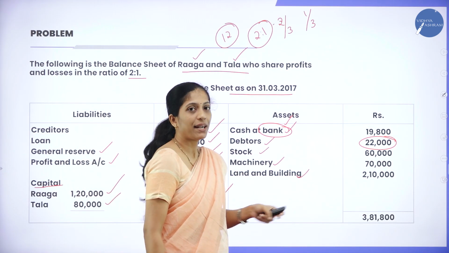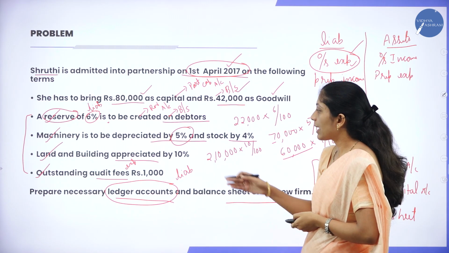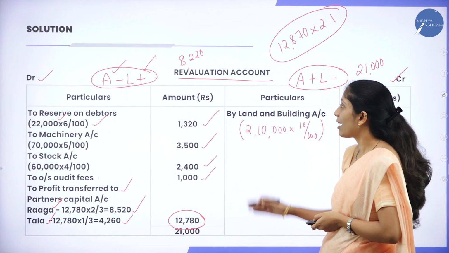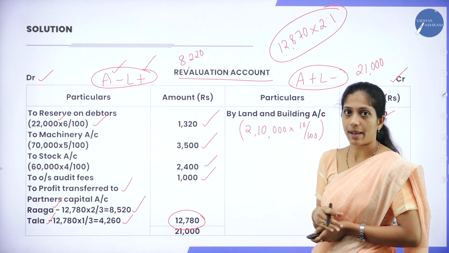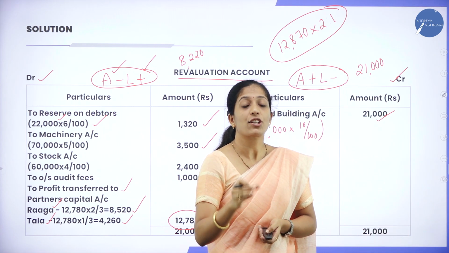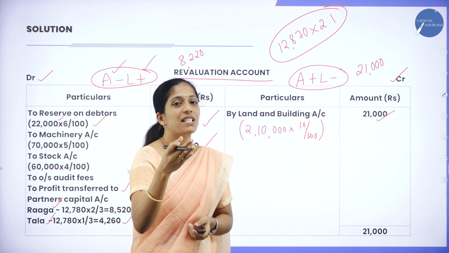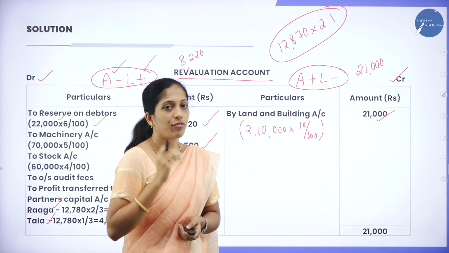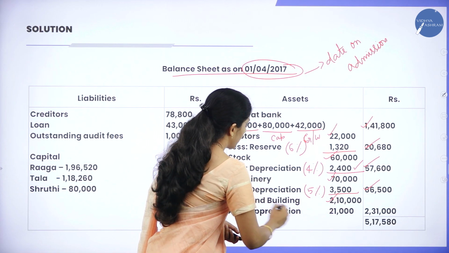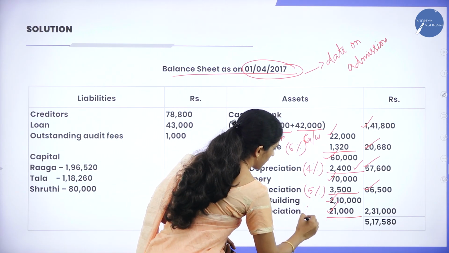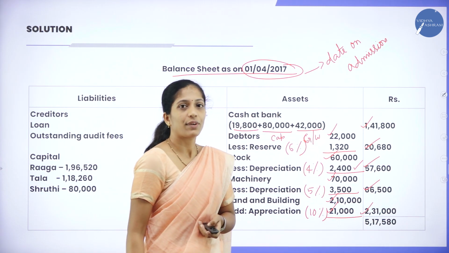So we have land and building 2,10,000, but there is an appreciation on land and building at 10%. So we have already recorded here, how much? 21,000. So we have to add that appreciation. If there is any depreciation, we will deduct. If there is any appreciation, we will add. Appreciation means what? Increase in the value. So we have to add. So land and building 2,10,000, add appreciation 21,000, that is 10% appreciation. So the total is 2,31,000.